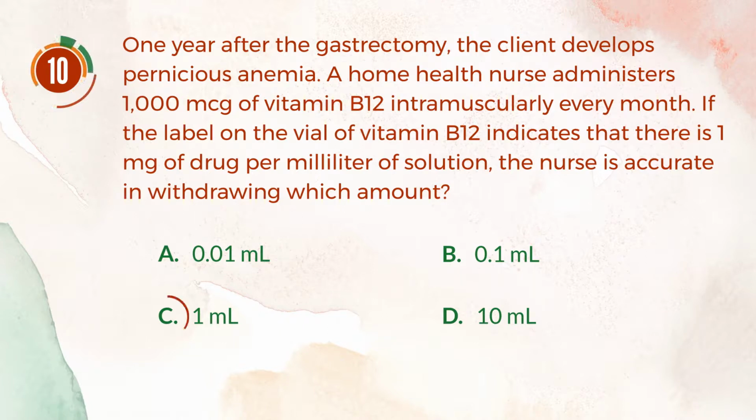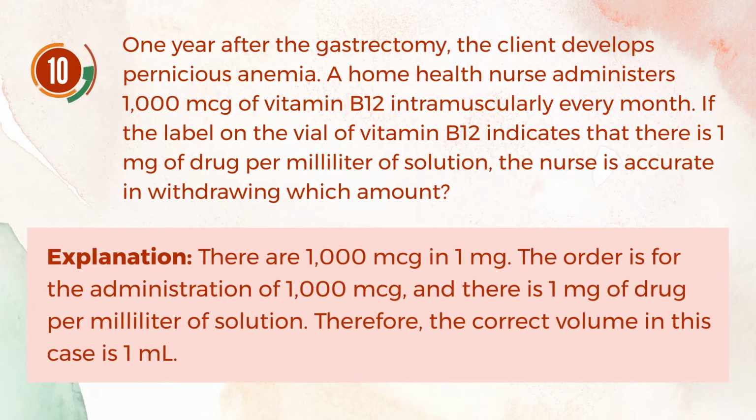The correct answer is C. 1 milliliter. Explanation. There are 1,000 microgram in 1 milligram. The order is for the administration of 1,000 microgram, and there is 1 milligram of drug per milliliter of solution. Therefore, the correct volume in this case is 1 milliliter.